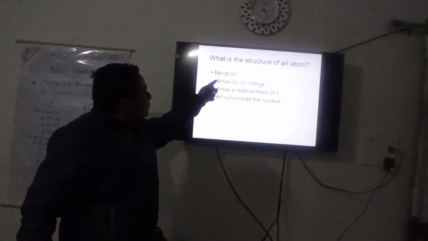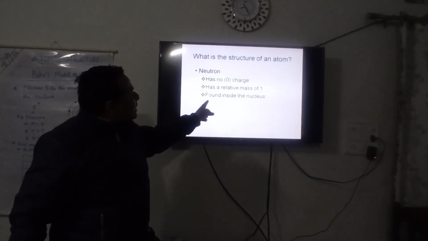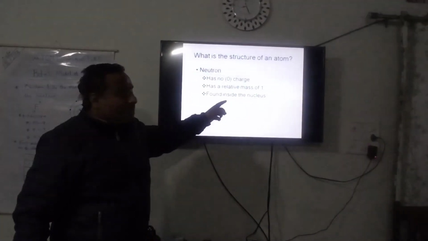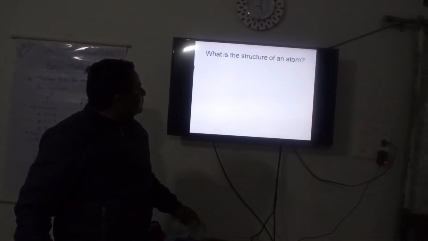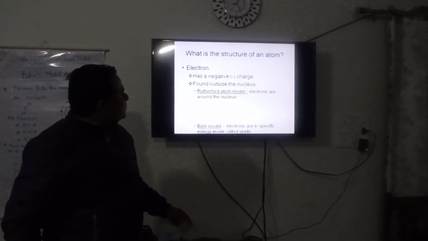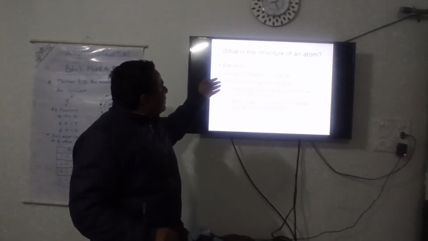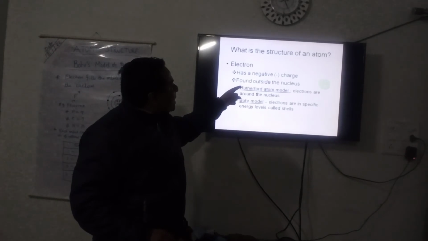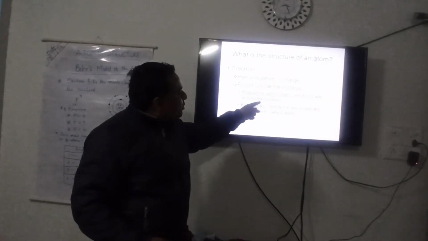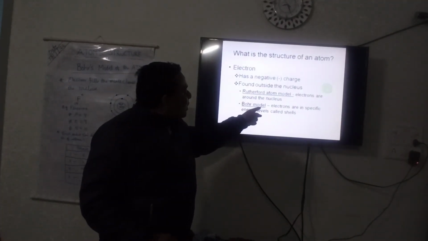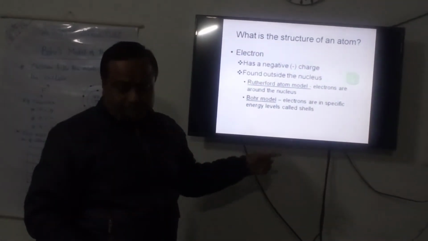Now next comes the neutron. It has no charge, has a relative mass of 1, and is also found in the nucleus along with protons. The third fundamental particle is the electron. It has a negative charge and is found outside the nucleus. According to the Rutherford model, electrons are around the nucleus, and according to Bohr's model, electrons are in specific energy levels called shells.